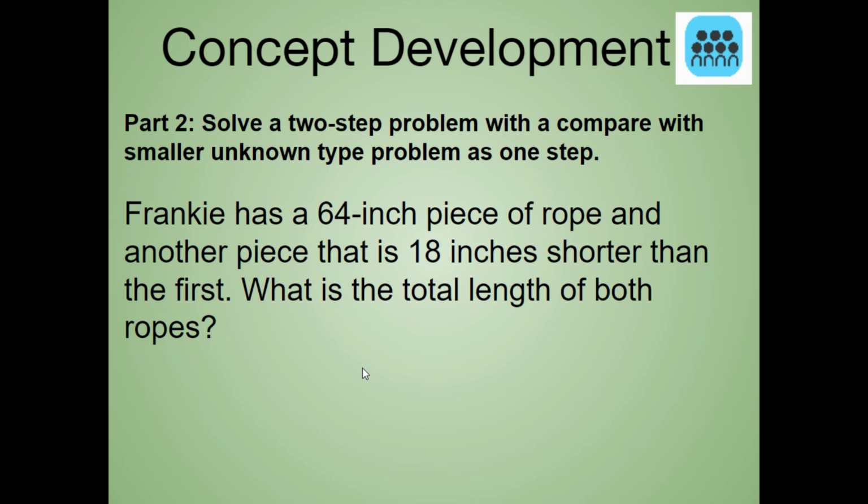All right, so let's look at the next problem. Solve a two-step problem with a compare with smaller unknown type problem as one step. So let's read that problem together. It says Frankie has a 64-inch piece of rope and another piece that is 18 inches shorter than the first. What is the total length of both ropes? All right, so go ahead and pause. Remember, we've read it. Draw out maybe a tape diagram.